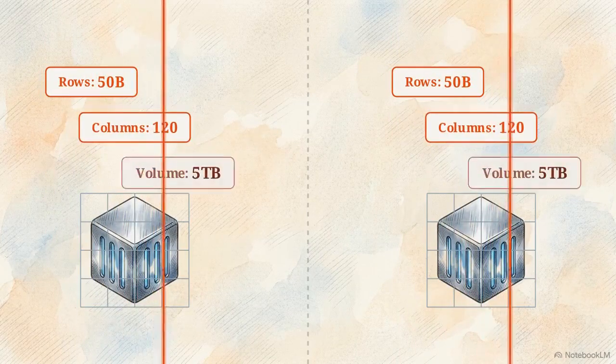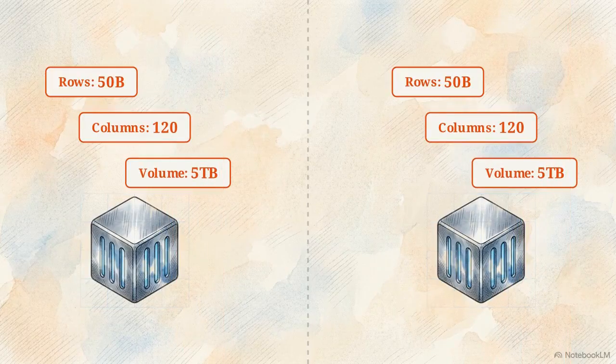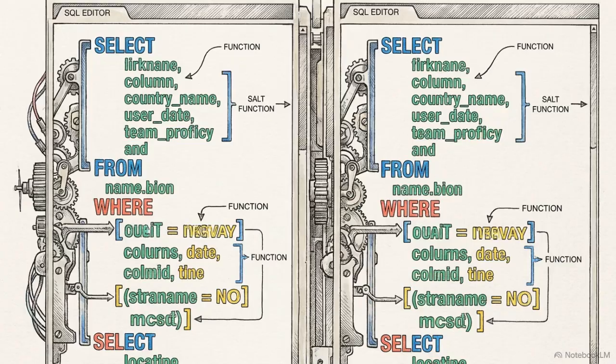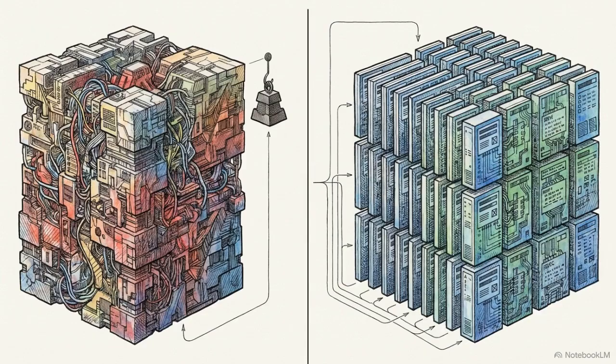It has the same row count, the same columns, and the same total volume. The logical SQL syntax they wrote to query it is also virtually indistinguishable. The 100-fold cost disparity comes down to one single critical variable, the physical partitioning architecture of the table.